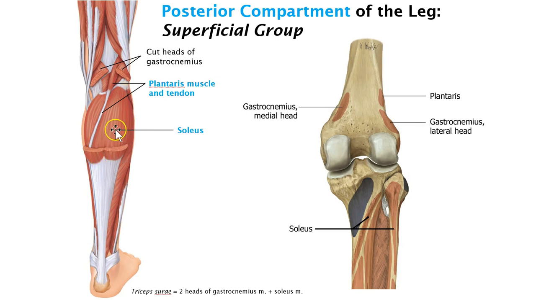Underlying the gastrocnemius is the soleus muscle, which attaches from both the fibula and the tibia. The soleus muscle is responsible for assisting the gastrocnemius in plantar flexion of the foot at the ankle joint. It's important to note that the soleus is the workhorse of these two muscles. The soleus is used on a day-to-day basis during normal gait.